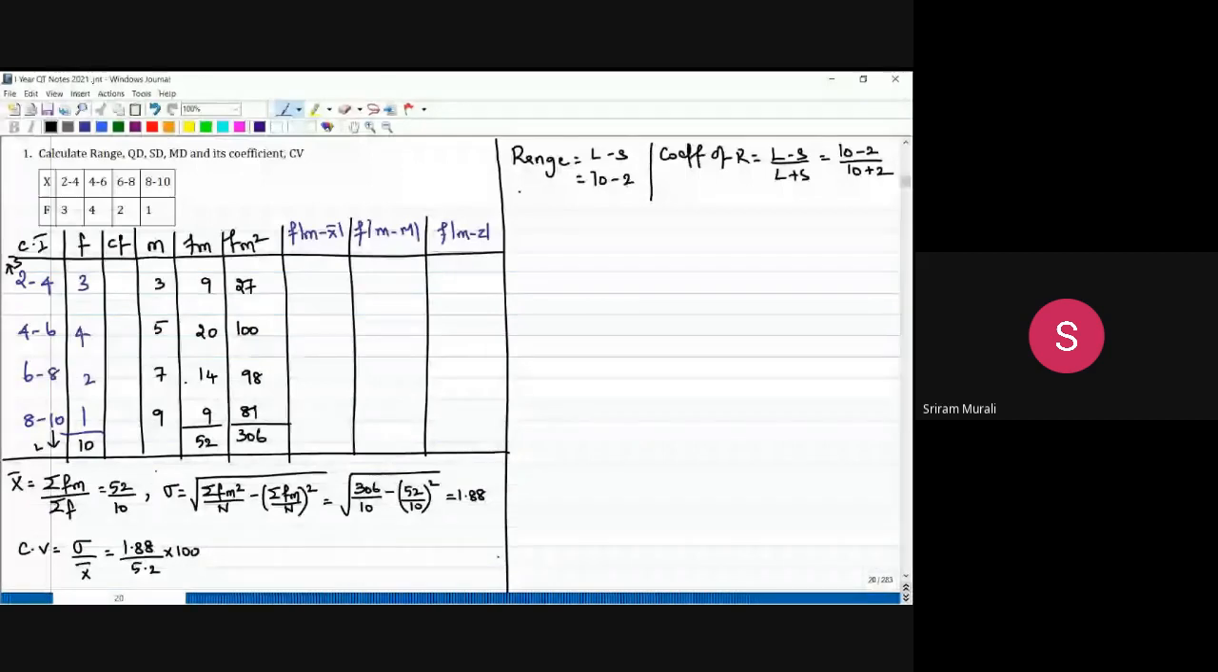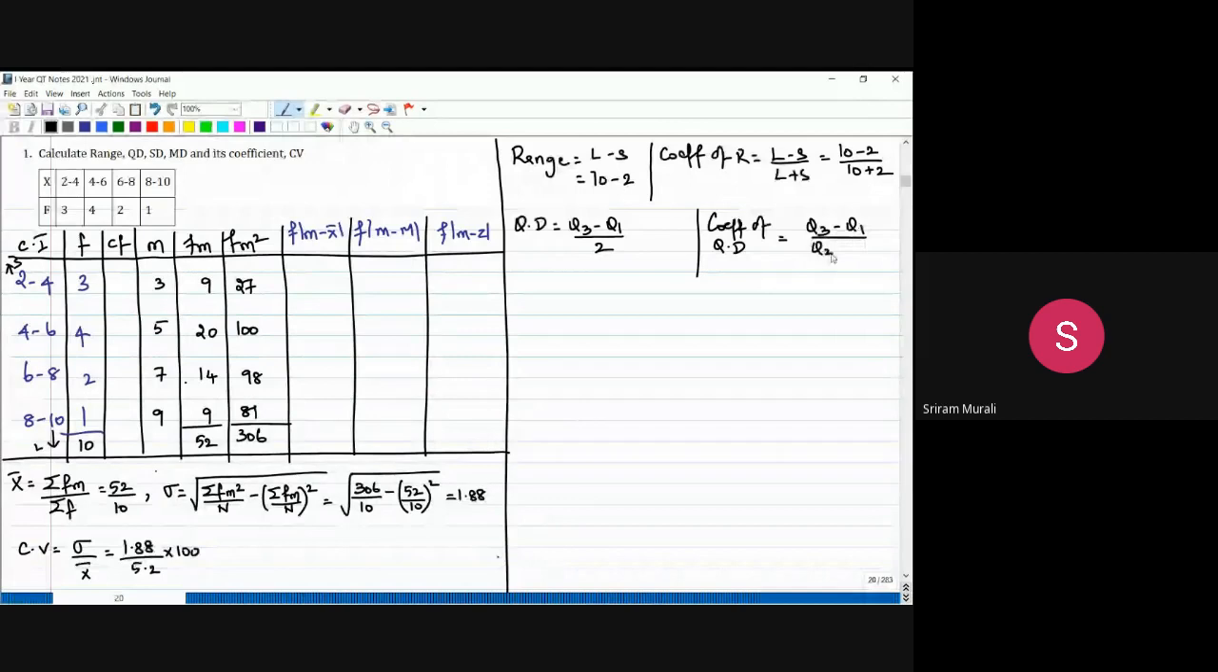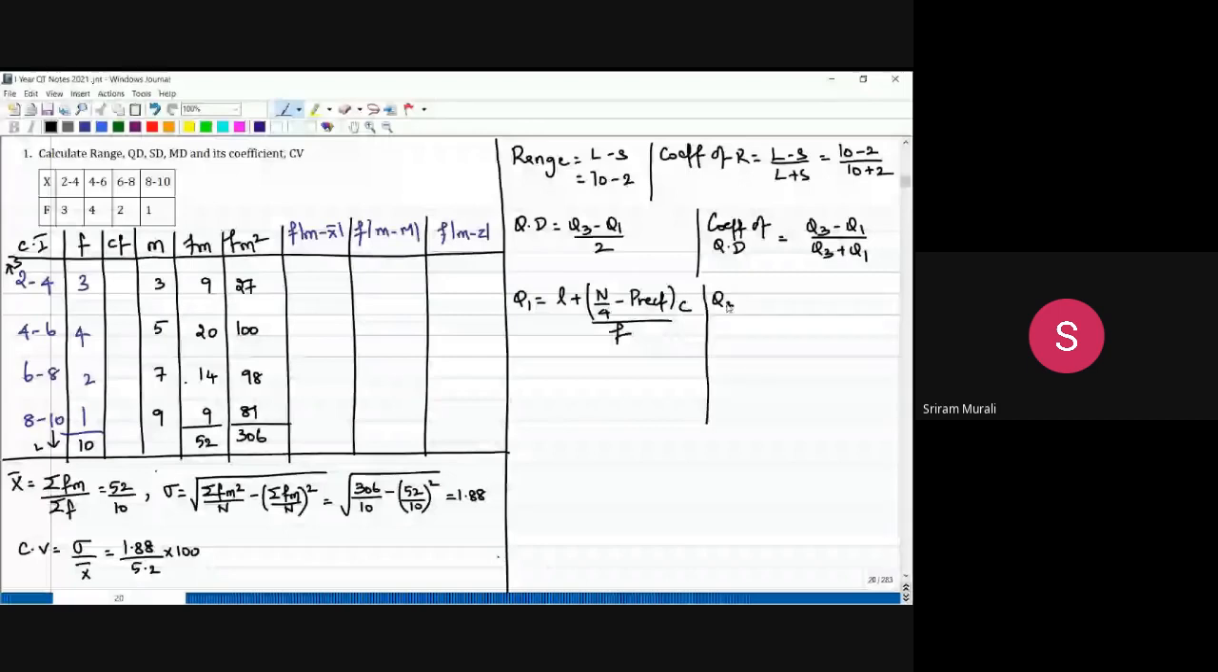Next, quartile deviation. Quartile deviation is Q3 minus Q1 divided by 2. Coefficient of QD is equal to Q3 minus Q1 divided by Q3 plus Q1 into 100. As I said, if you want to multiply by 100, otherwise ignore. What is the formula to compute Q1? It is L plus N by 4 minus pre-CF divided by F into C. What is Q3? It is L plus 3N by 4 minus pre-CF divided by F into C.